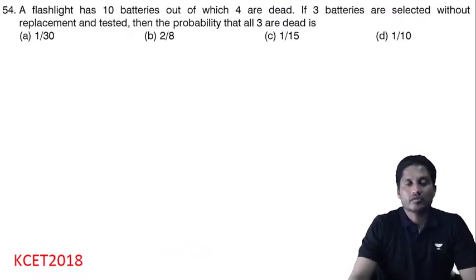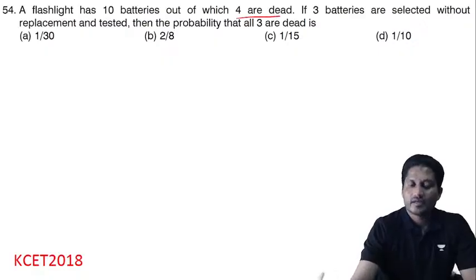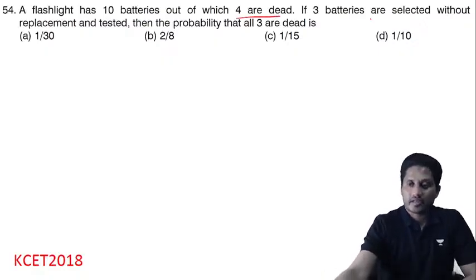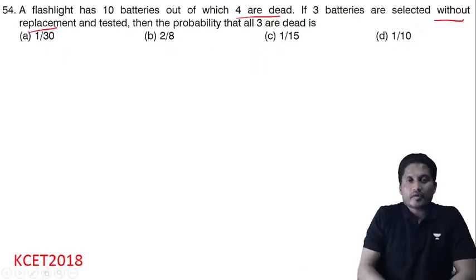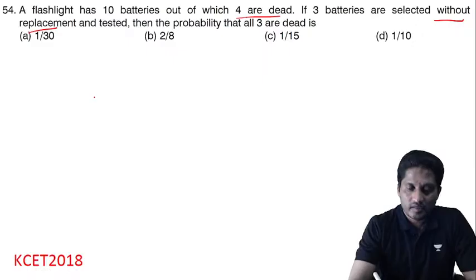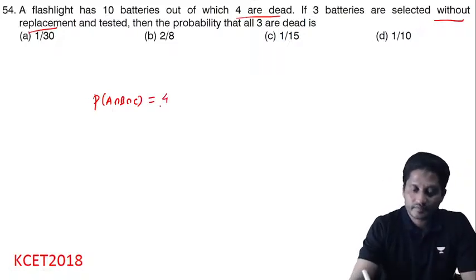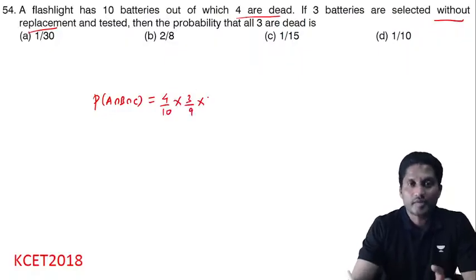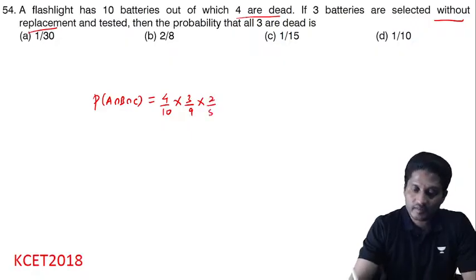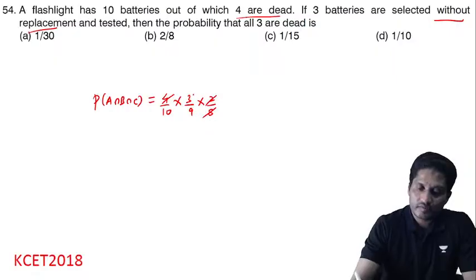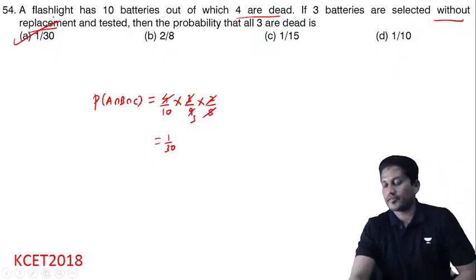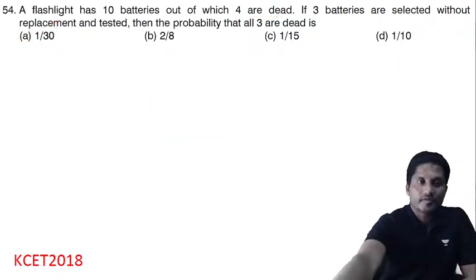A flashlight has 10 batteries, out of which, sorry, 4 are dead. 3 batteries are selected without replacement. Again, you cannot use Bernoulli's theorem. Tested, the probability that all 3 are dead. Right. There is the event of drawing the first dead battery, then the second dead battery, then the third dead battery. Probability of drawing the first dead battery is 4 by 10. Second dead battery is 3 by 9. Third dead battery is 2 by 8. 4 into 2 is 8, right? Cancel 3 times. You will get 1 by 30. Okay, answer is option A. Let's move to the next question.